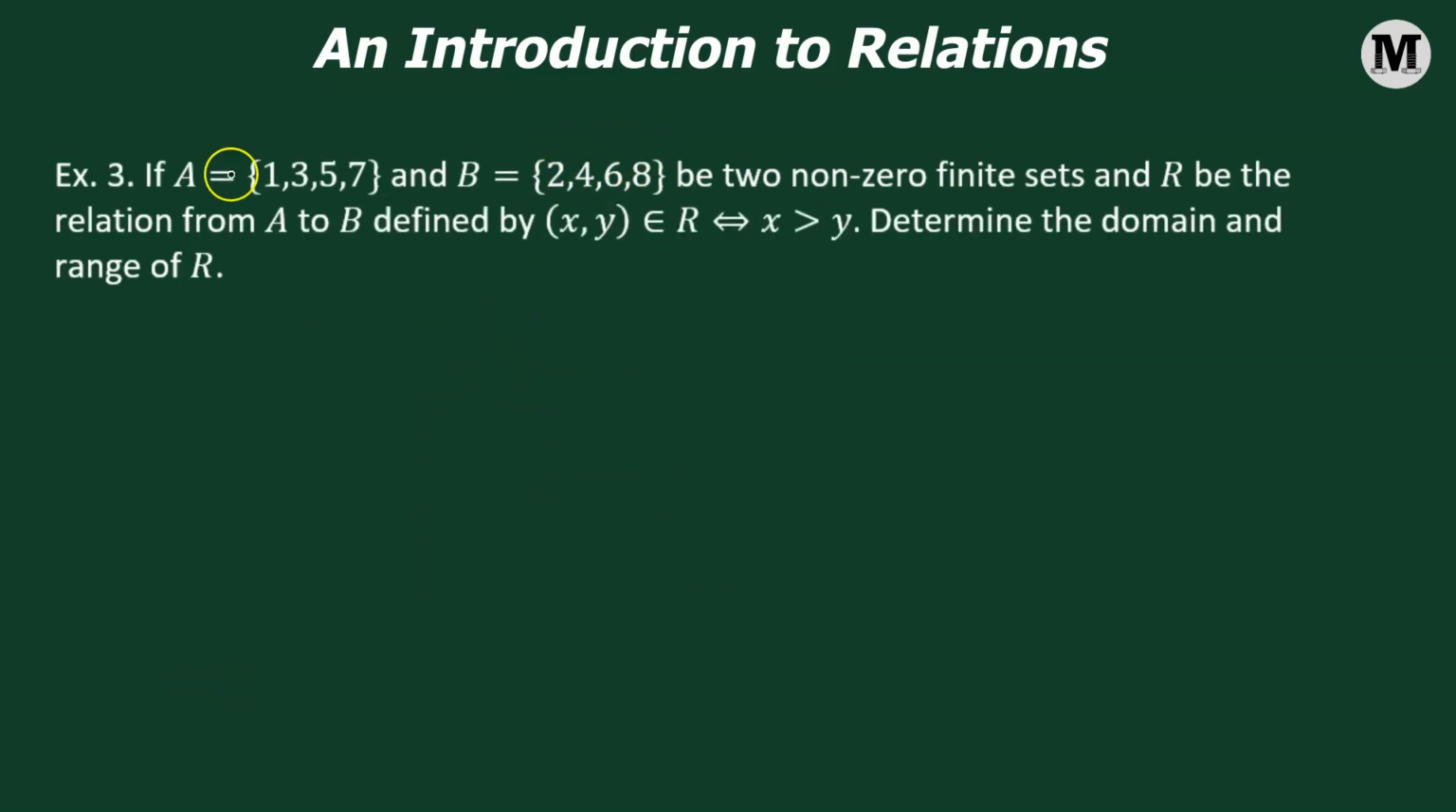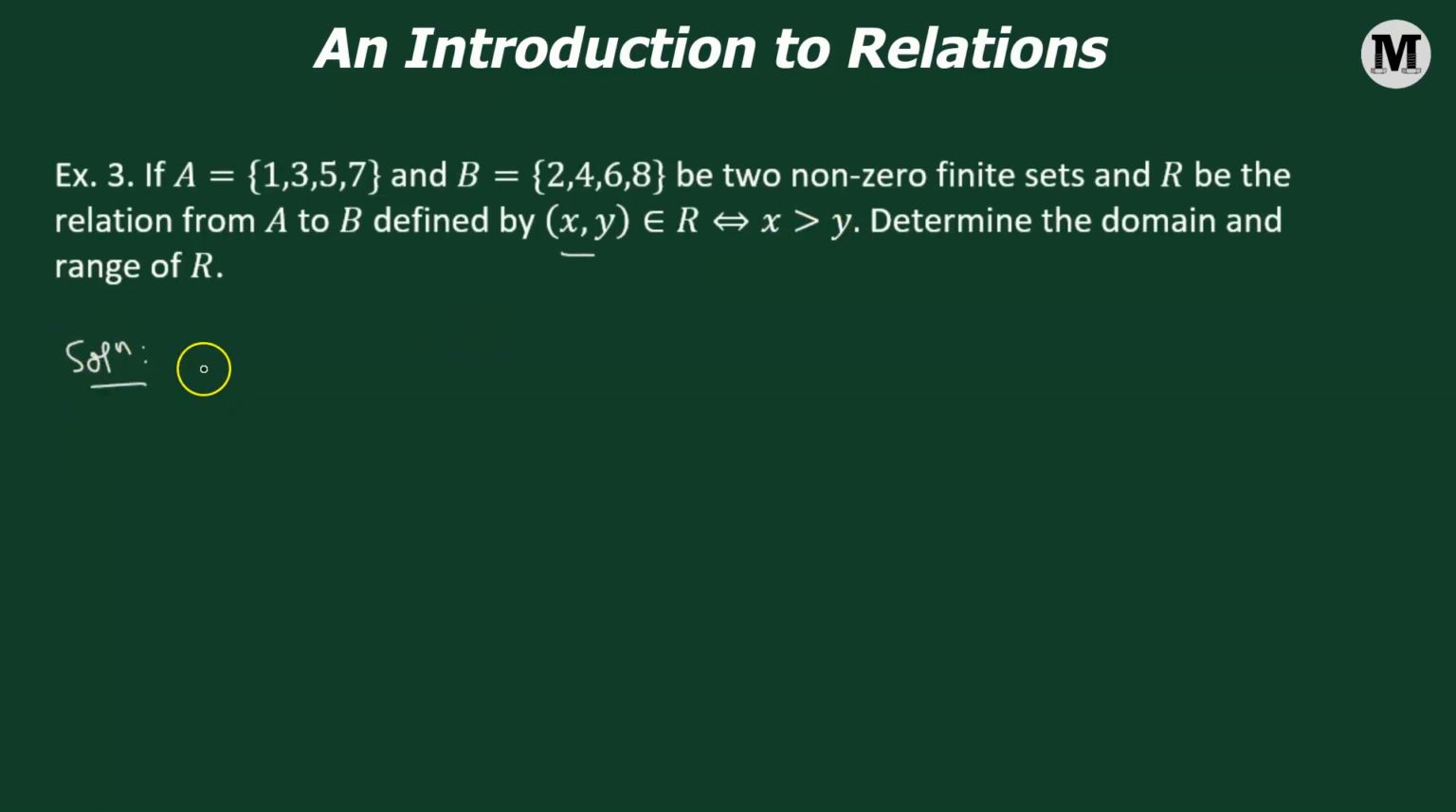Problem number 3. We have two sets A and B, and both have 4 elements. Our goal is to find the domain and range of the relation R, where R goes from A to B. It's defined as the ordered pair (x, y) belonging to the relation R if and only if x is greater than y. Okay, so it's a very simple task.